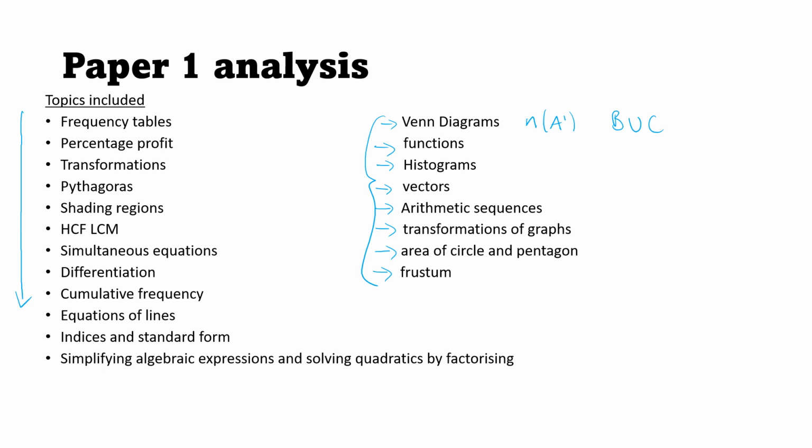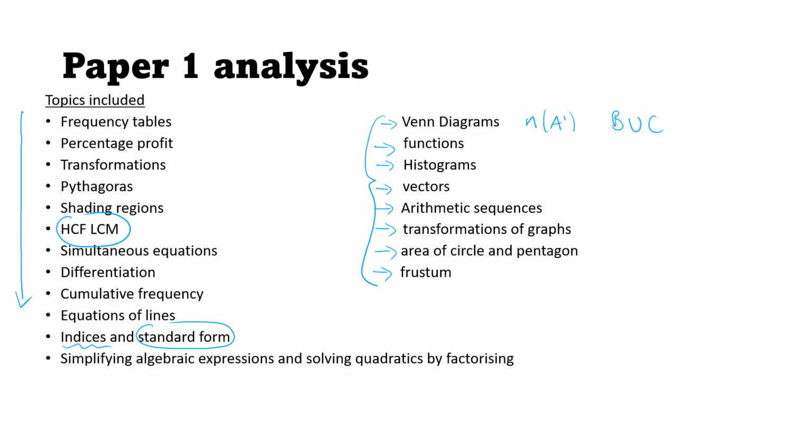And then as we go through the first half of the paper, there was plenty on there that was routine, and you should pick up marks and be okay. The HCF LCM was a little bit difficult because it wasn't in the whole number form, it was already in the product form. The simultaneous equations was okay. Differentiation, cumulative frequency was okay. The standard form you couldn't do on your calculator, and the indices part of that was quite hard as well.